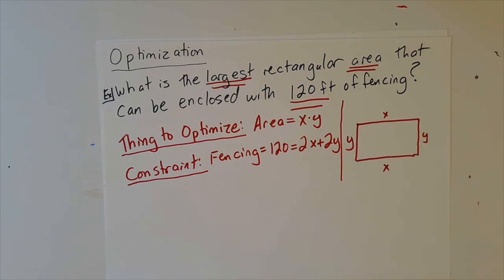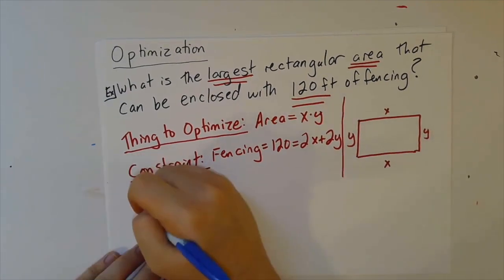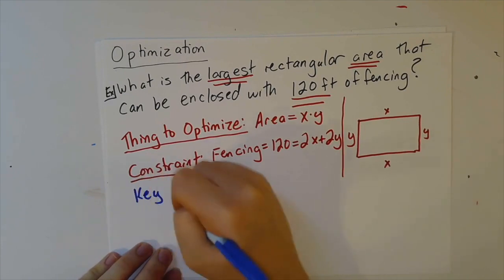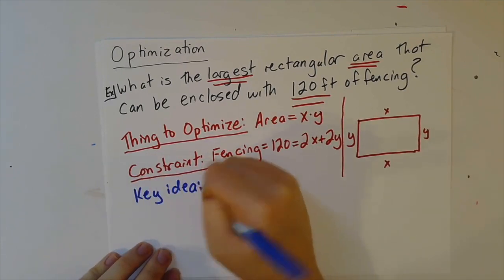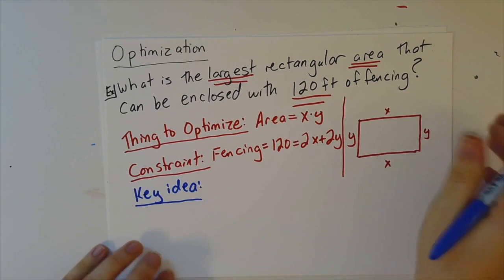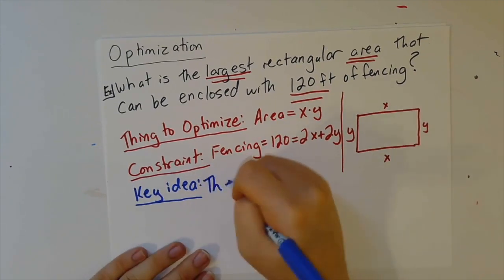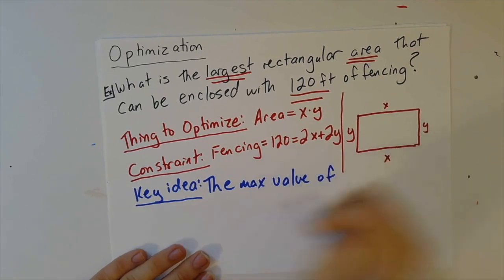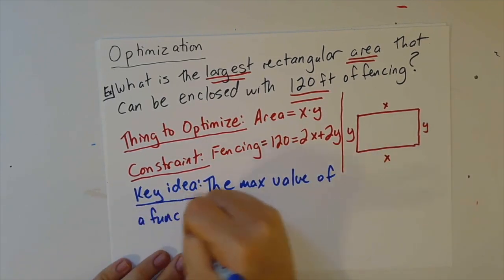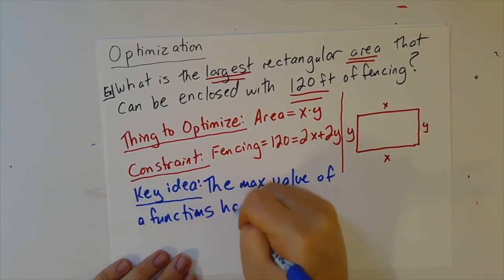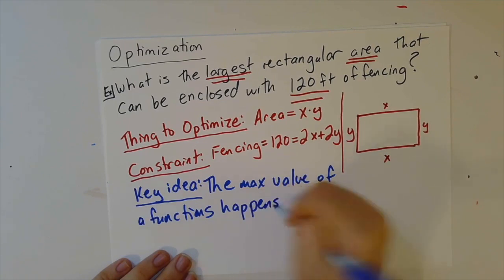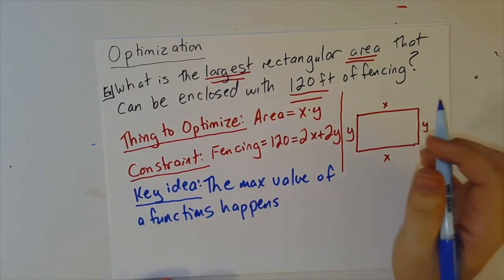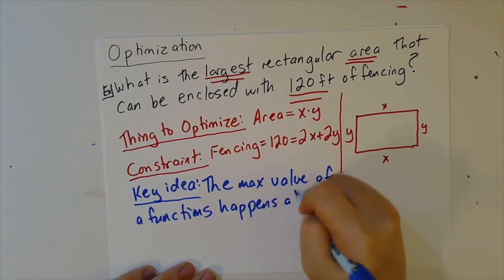Now, the key idea that underlies all of this is that the max value of a function happens at either a place where the derivative is 0 or an endpoint.